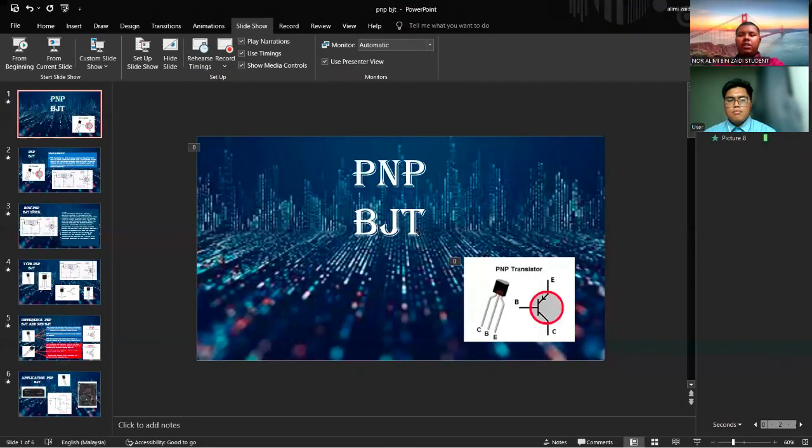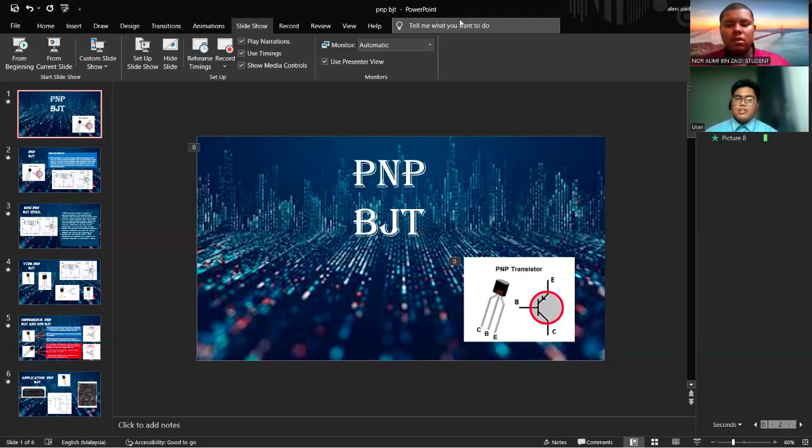That's all for me. In summary, the PNP BJT acts as a switch and also an amplifier. It also helps to control current and helps the devices not overload with current to the point of actually breaking or being destroyed.